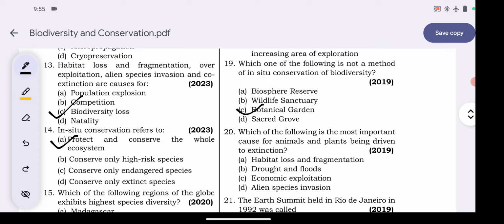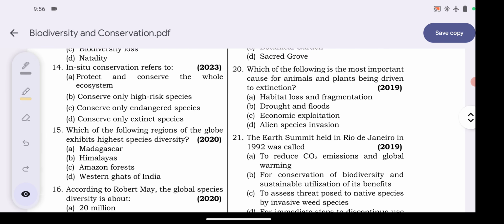Question number 20. Which of the following is the most important cause for animals and plants being driven to extinction? Habitat loss and fragmentation, drought and flood, economic explosion, alien species invasion. So answer will be option A, habitat loss and fragmentation. Explanation: the most important factor driving animals and plants to extinction is habitat loss and fragmentation. For example, the loss of tropical rainforest has reduced forest cover from 14% to 6%. And this is the main example. Okay, 20 का आंसर होगा ऑप्शन ए.